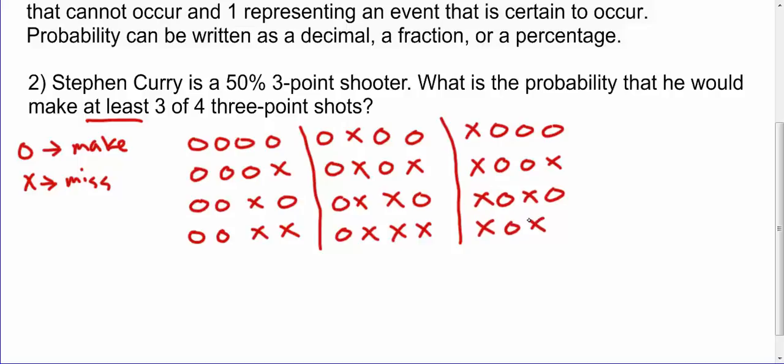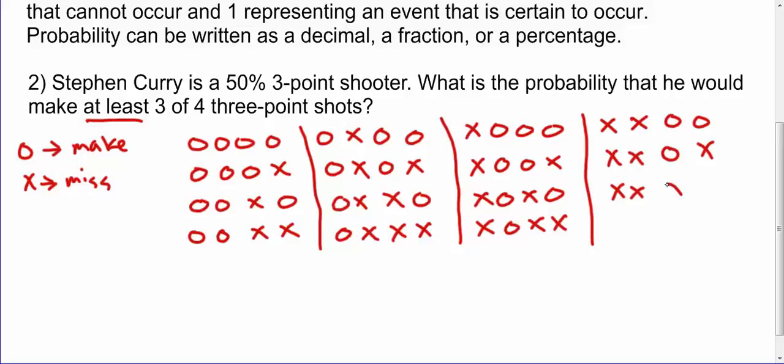Or he could miss, make, and then miss his last 2. Okay, and the last possibility is he could miss his first two shots. So we have to consider all these possibilities as well. Two misses, and then two makes, two misses, make, and then a miss, two misses, and then a third miss and a make, and then finally two misses followed by, well, two more misses.